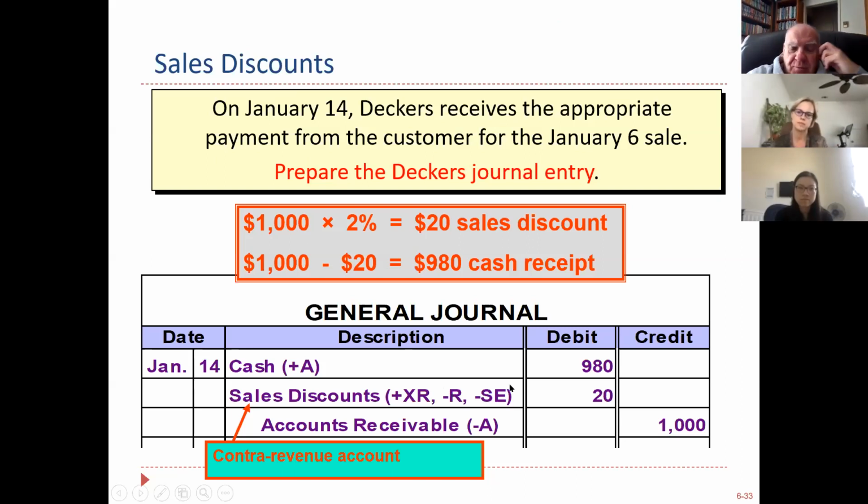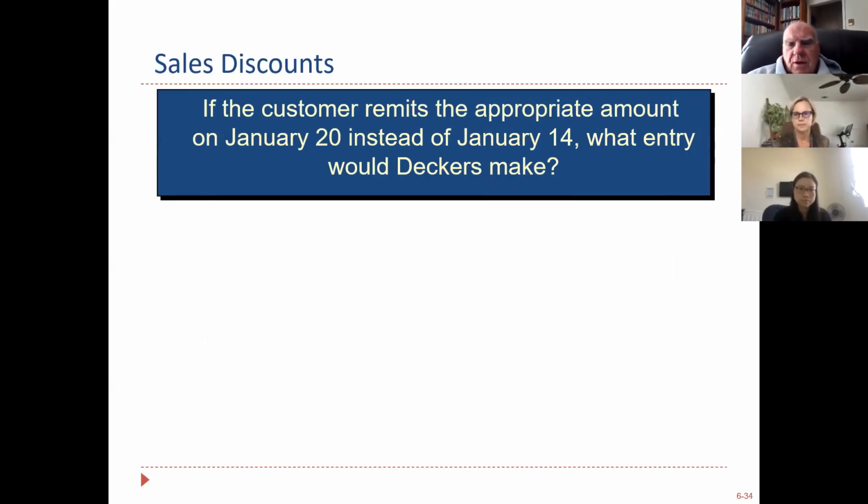Yes. So let's pretend this is your whole month. Your first line would say gross sales, less sales discounts, and that would represent, in this case, net sales. Gross to net, okay? What if the guy paid us late?